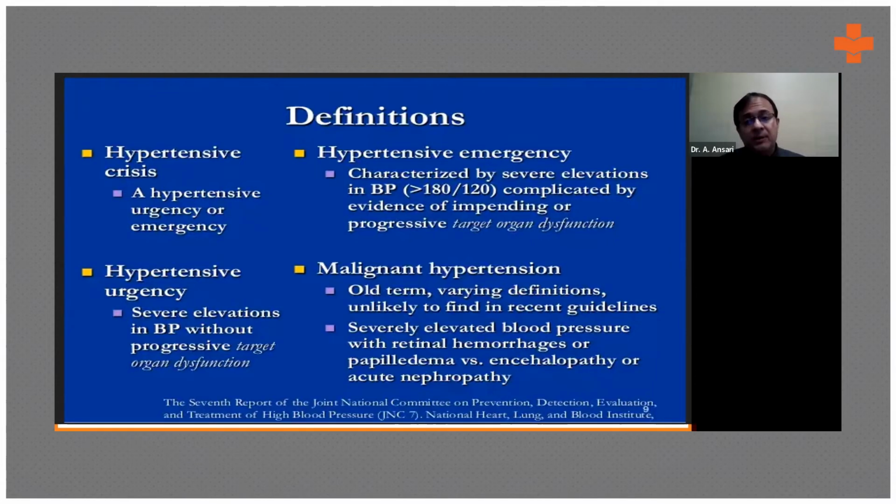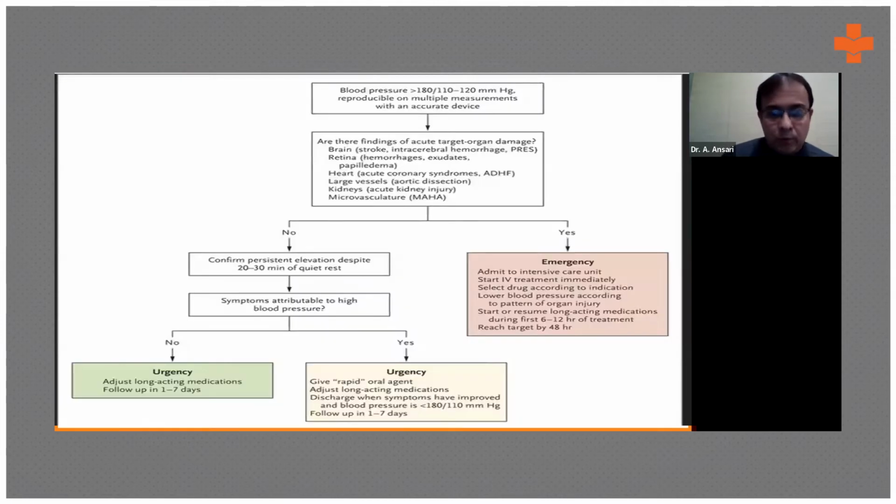But in the case of a hypertensive emergency, yes, here the target organs get damaged. They have to be evaluated and checked properly. So hypertensive emergencies are where you have a lot of end organ dysfunction, and thereby you have to start these medications by the intravenous route.